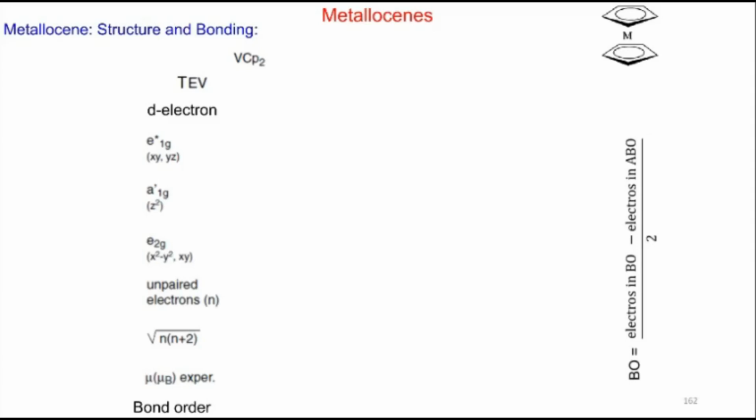If you are asking about kinetic stability, I will say no, vanadium Cp2 will be highly reactive. But thermodynamically, yes, it is stable. I could prepare it and store it. Therefore, what could be the oxidation state of vanadium here? Plus 2. Therefore, the number of d electrons is 3. So it's a 3 electron system.